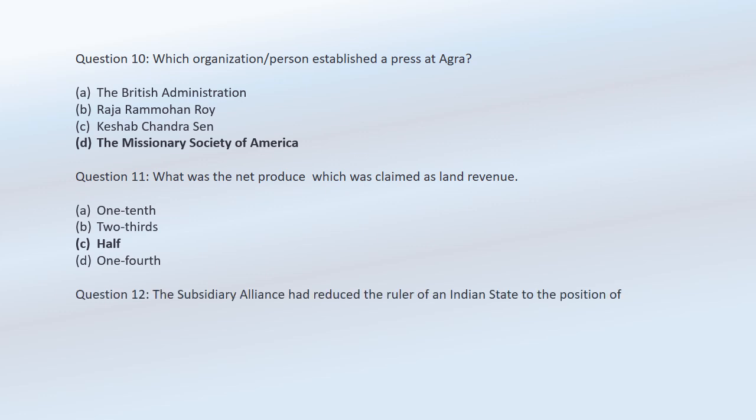Question 12. The subsidiary alliance had reduced the ruler of an Indian state to the position of A. Puppet. B. Sepoy. C. Clown. D. Peasant. Option A is the right answer. The subsidiary alliance had reduced the ruler of an Indian state to the position of a puppet.